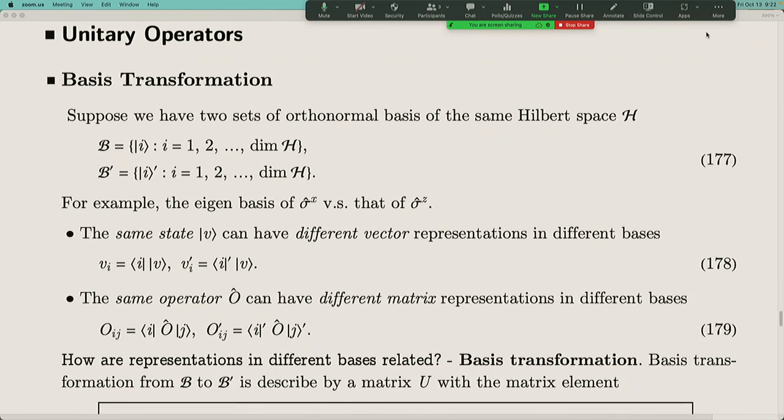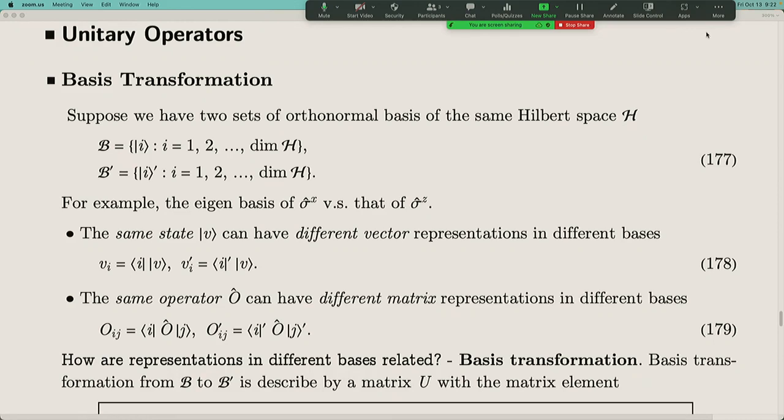Unitary operator is closely related to basis transformations. So we have been talking about basis. That means you can choose a set of orthonormal bases in the Hilbert space to represent either your state or your observables. So suppose we have two sets of orthonormal bases in the same Hilbert space, which means you can rewrite one basis in terms of the linear combination of the other basis. But anyway, these are the two different choices of the basis.